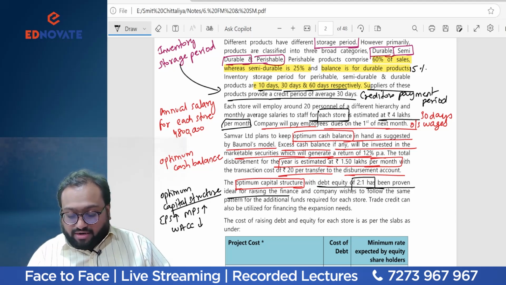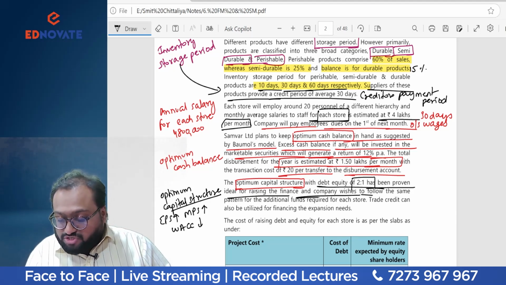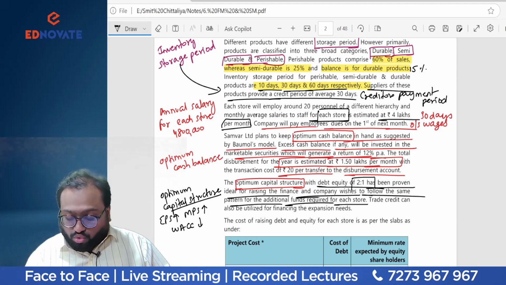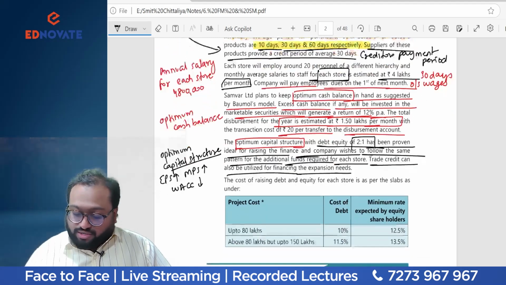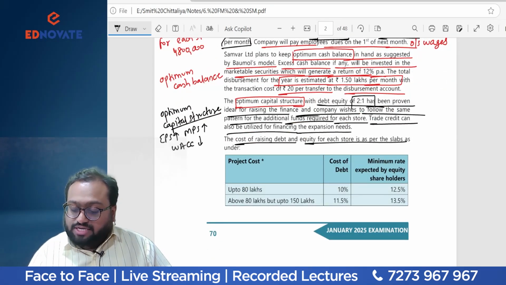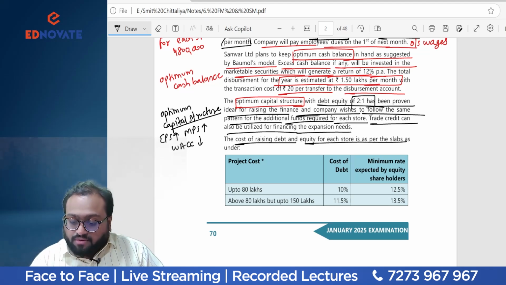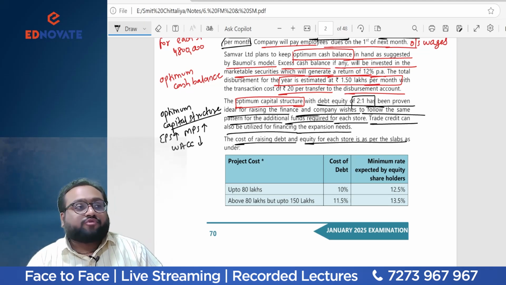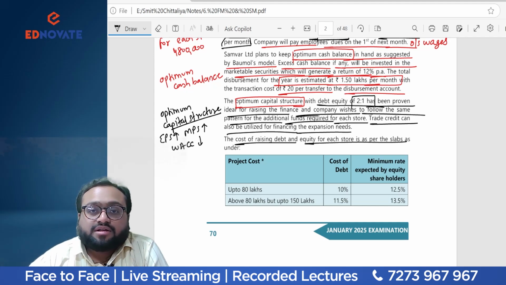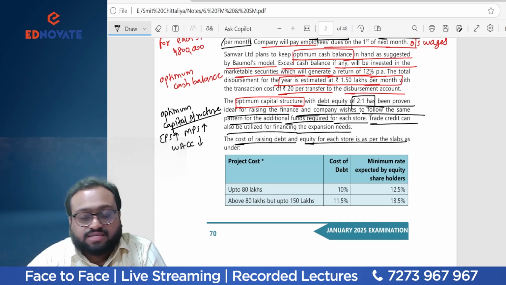It has been proven ideal for raising the finance, and the company wishes to follow the same pattern for additional fund requirement for each store. Trade credit can also be utilized for financing the expansion need. Okay. Now the cost of raising the debt and equity for each store is as per the slab. Wow. One question and so many informations. I like it, man. This is giving me a recap of many major chapters of the syllabus.